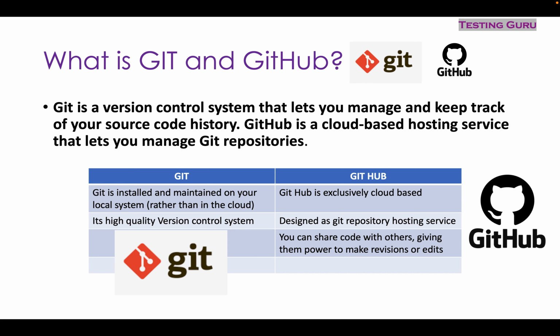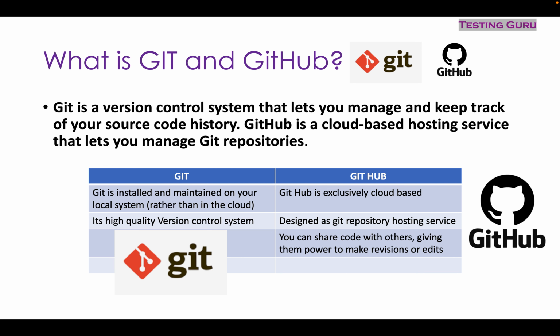Okay, so next we will learn what the difference is between Git and GitHub. You might have heard about the Git and GitHub terminology. So what is the difference between these two? Git is a version control system that lets you manage and keep track of your source code history, whereas GitHub is a cloud-based hosting service that lets you manage Git repositories. We'll see in detail how these two are different.